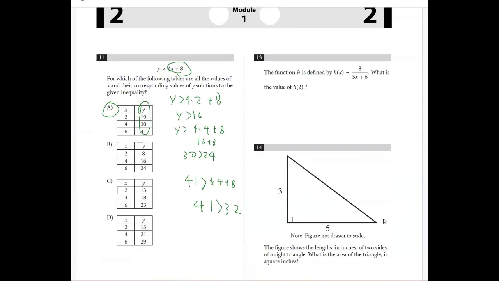Question number 13. The function h is defined by h of x is equal to 8 over 5x plus 6. What's the value of h of 2? Just put the 2 inside here, and it becomes 8 over 16, which is 1 over 2. So 1 over 2 is the correct answer.